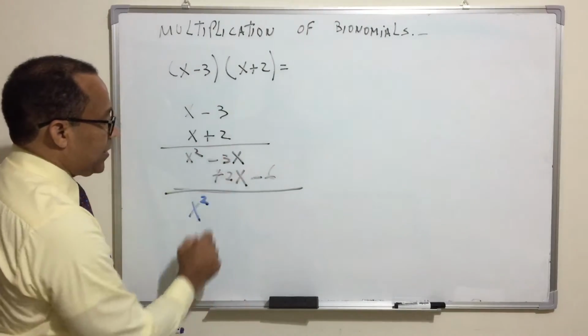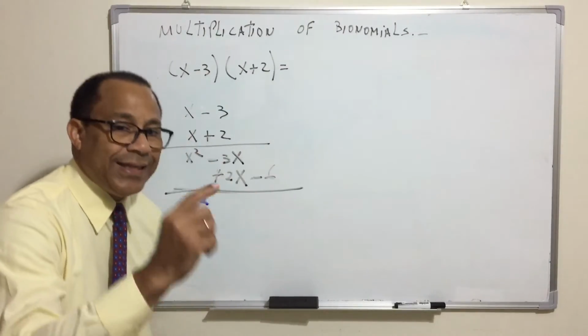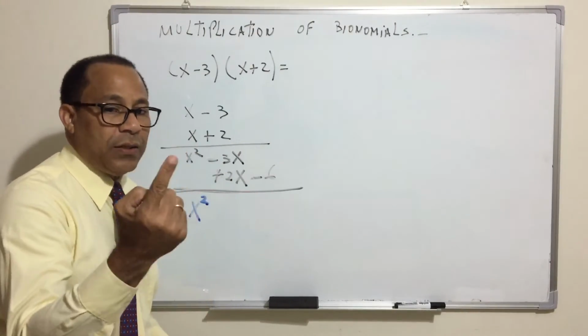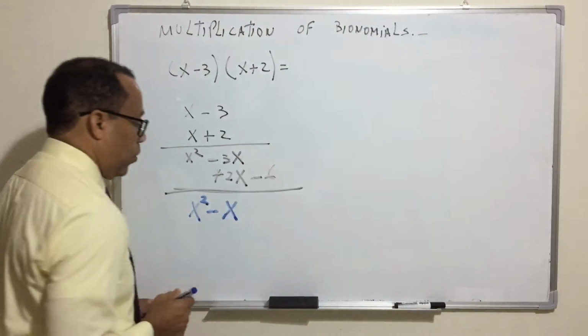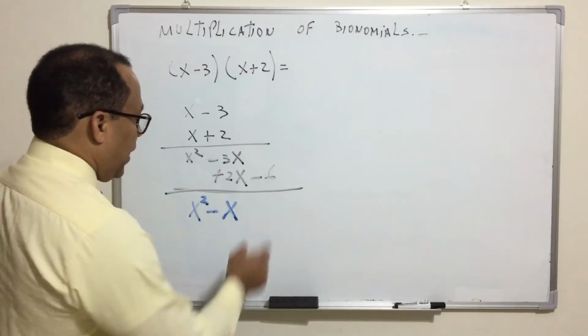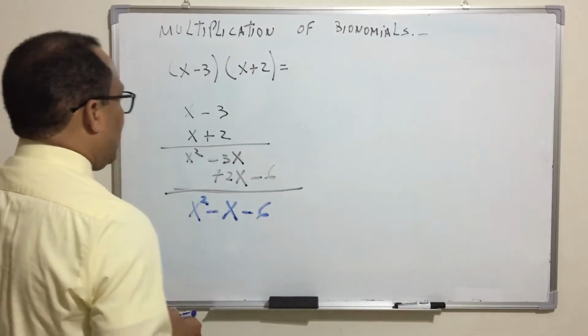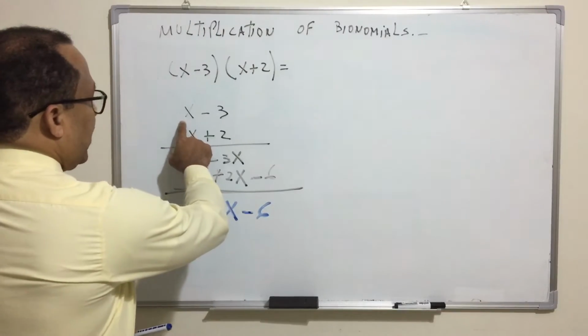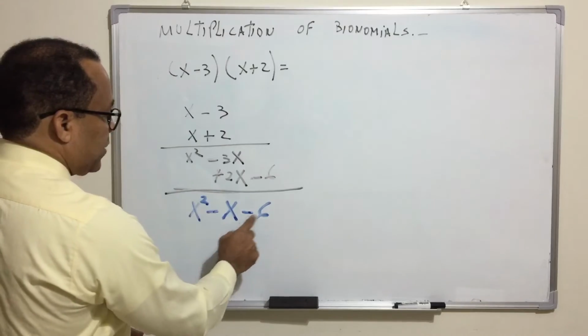And the sign of the greatest is negative. So I'm going to have negative 1x. When it's the number 1, you may omit it. So this is negative x or negative 1x. And for last, I'll bring down the negative 6. The result for multiplying x minus 3 times x plus 2 is x to the second minus x minus 6.